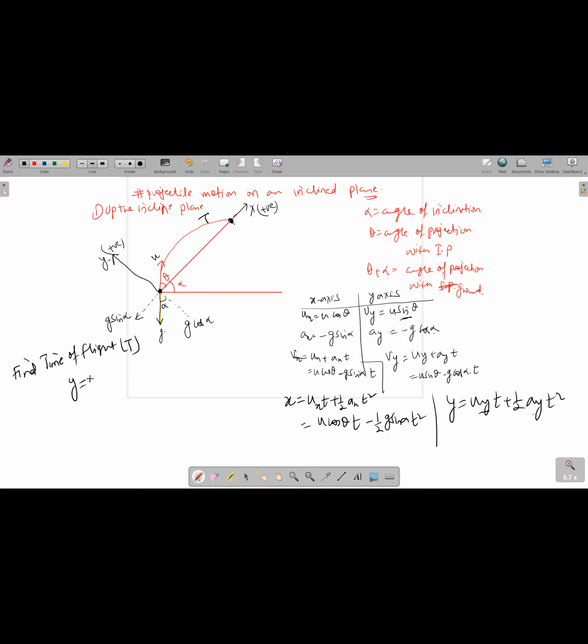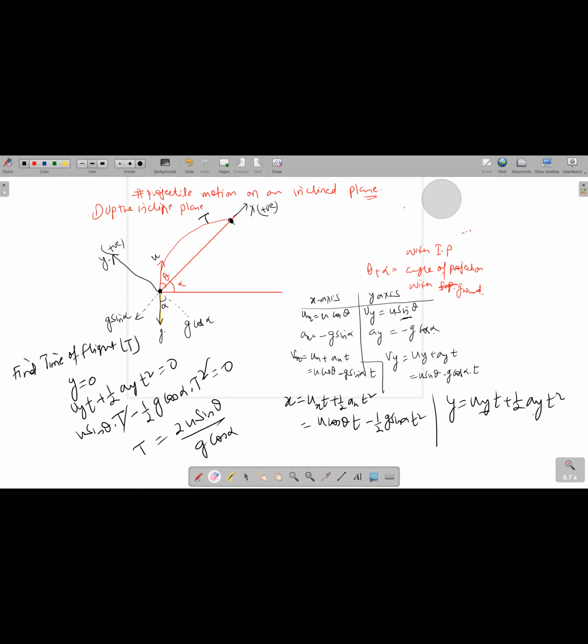It means we can apply displacement along the y-axis: uy t plus half ay t squared equal to 0. uy is u sin theta, so u sin theta into time of flight, let's say capital T, minus half ay, where ay is g cos alpha, into T squared, equals 0. So T equal to 0, and at T equal to 0 the particle is here, so we can ignore that. From here we find T equal to 2u sin theta upon g cos alpha.